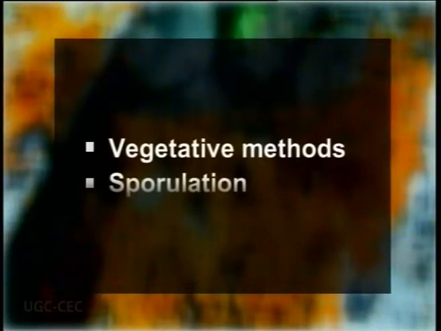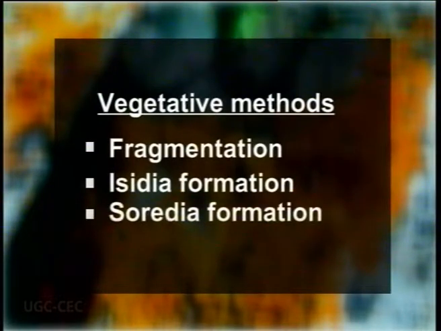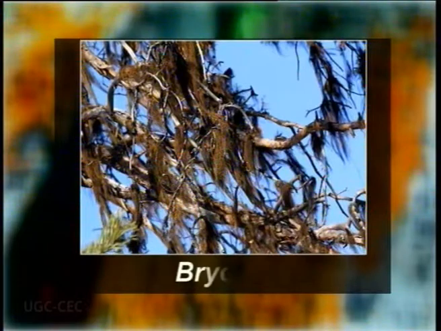Reproduction of lichens. Lichens reproduce both by asexual and sexual methods. Asexually, these lichens reproduce by vegetative methods and sporulation. Vegetative methods of asexual reproduction include fragmentation, isidia and soredia formation. In fragmentation, the thallus breaks into small segments, each of which develops into a new thallus under favorable conditions. It is a major method of reproduction in fruticose lichens, for example, species of Bryoria.